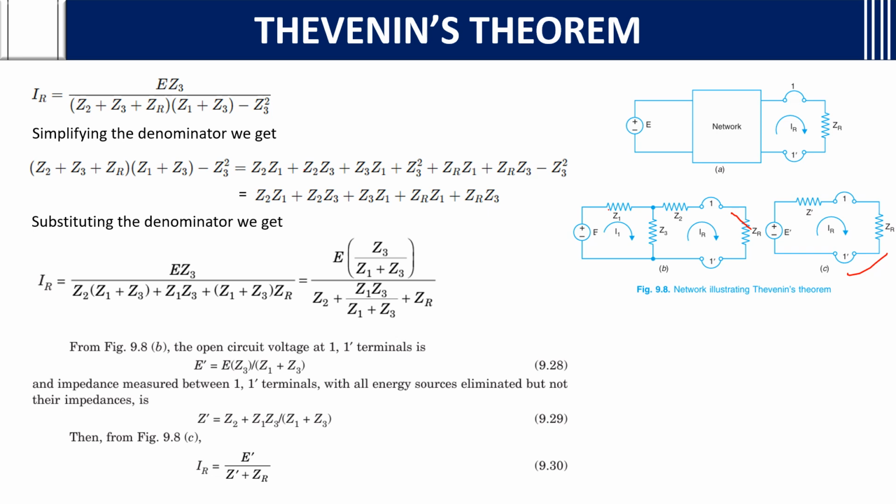In the final network, if you see, we have taken ZR, Z dash and E dash, which we already got. We want the load current across ZR, so what we need to do is I equals V by R. V, the total voltage, is E dash and the resistance is Z dash plus ZR, as they are both in series. Z dash plus ZR, V by R.